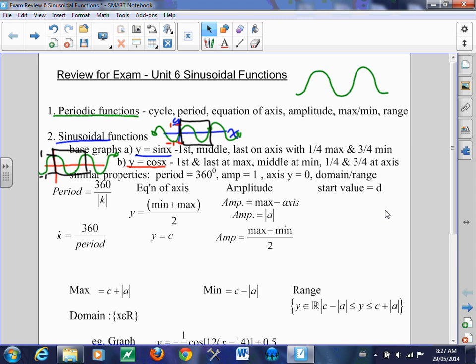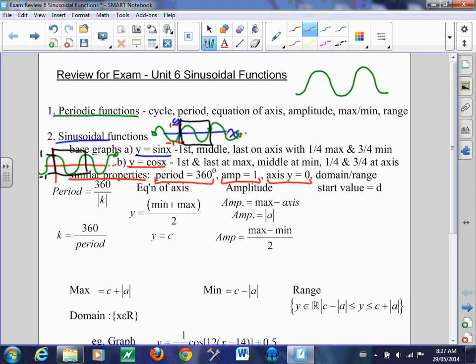Here are the similar properties. I apologize for writing over top of that, but similar properties for both those functions, ladies and gentlemen, is that the period is 360 degrees. The amplitude is 1. That's the distance between the axis, and in this case, the axis is the x-axis in both cases, which is y equals 0. The domain and range are both going to be the same.